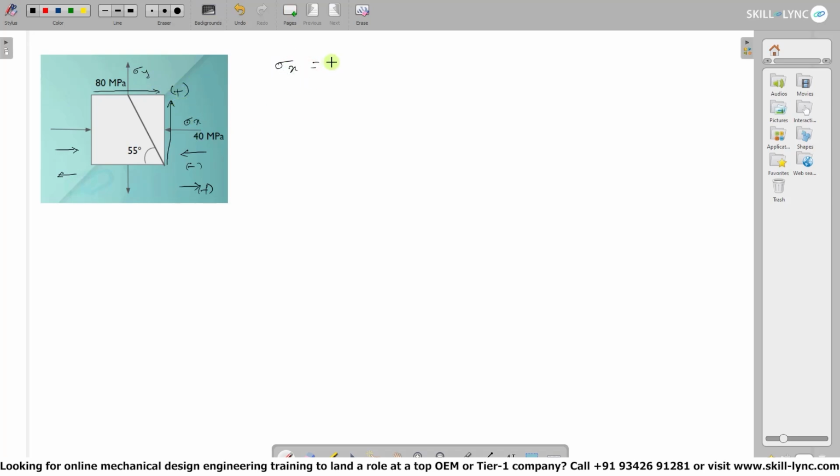So from the question, sigma x will be equal to minus 40 MPa, and this is because of the inward direction, and sigma y will be equal to 80 MPa. But because we didn't get any information regarding tau xy, we'll just keep tau xy as 0. Before going to the question, we'll need to figure out a very important value, which is the theta value. Now, from the question and from the diagram, we can see that theta is 55.